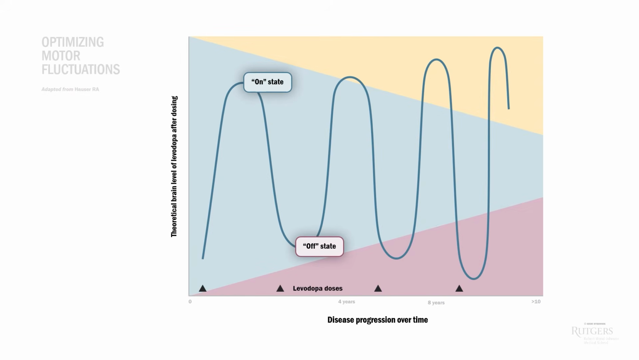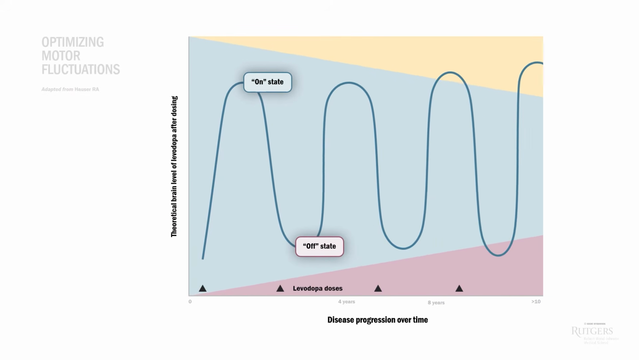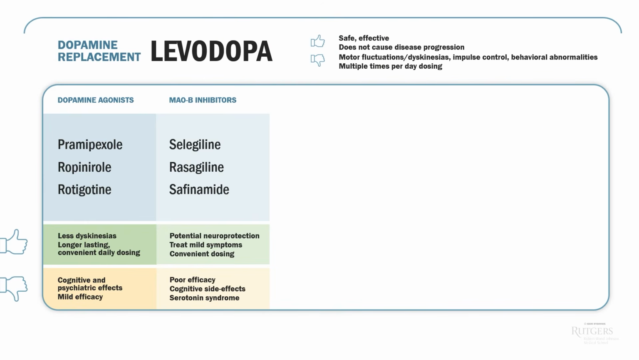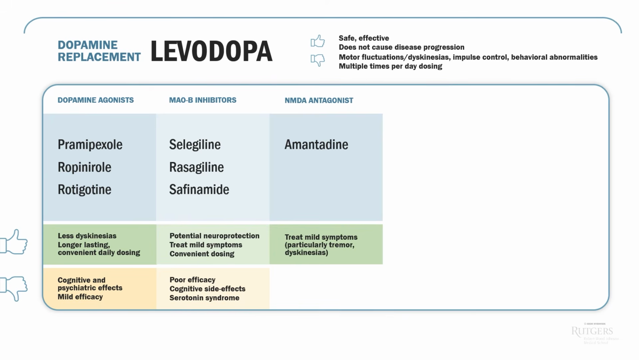So clearly, the aim is to minimize off periods and maximize on periods while avoiding bothersome dyskinesias. Most of that is accomplished by optimizing levodopa dosing and mode of delivery, but we have some other options. How about adding an NMDA receptor antagonist, amantadine? That may help patients with prominent tremor or dyskinesias, but this drug has significant cognitive and behavioral side effects.